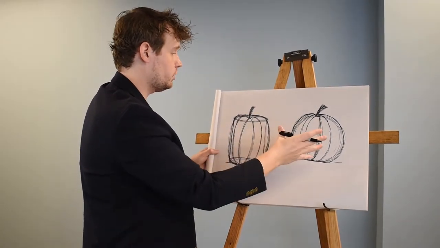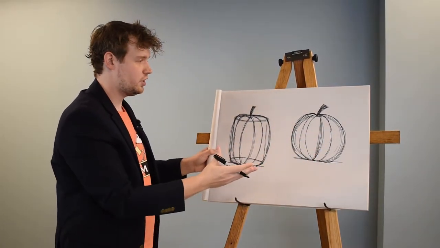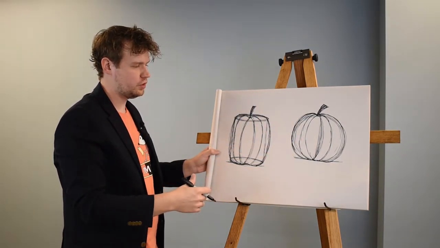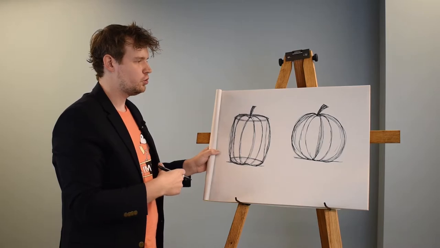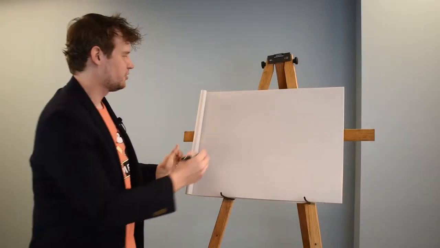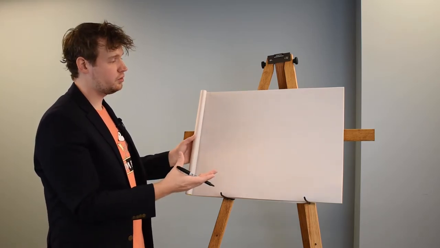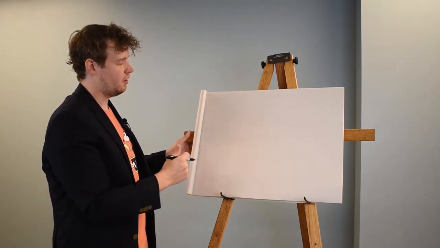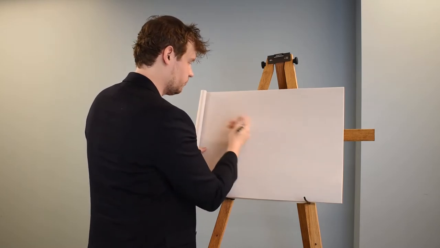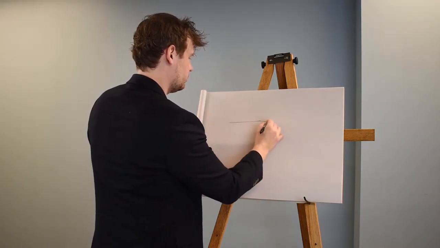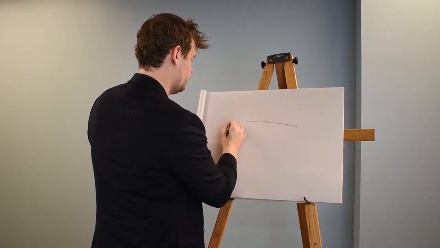And you can do this with all kinds of different shapes. It doesn't have to be a cylinder. It doesn't have to be a circle or a sphere. Let me show you how to do one with a cube. So if I'm gonna turn a cube into a pumpkin, what I would do is I would draw a cube first, just like we drew a cylinder. Cubes can be a little tricky. I'm gonna start with the top of the cube.